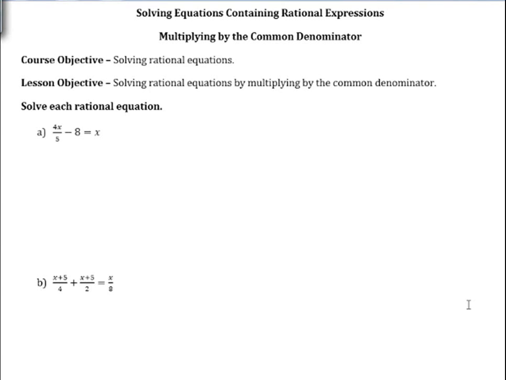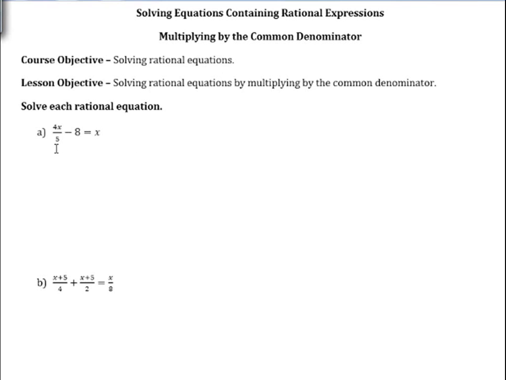This video is about solving equations containing rational expressions. It's the second video. We're going to be doing the same examples, in fact. It's just a slightly different method. Instead of getting the common denominator in all of our terms in our equation, we're going to multiply each of the terms in the equation by the common denominator. And what this will do for us is it will get rid of all of our fractions.